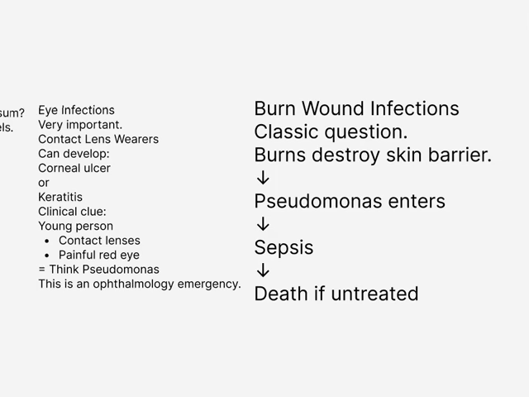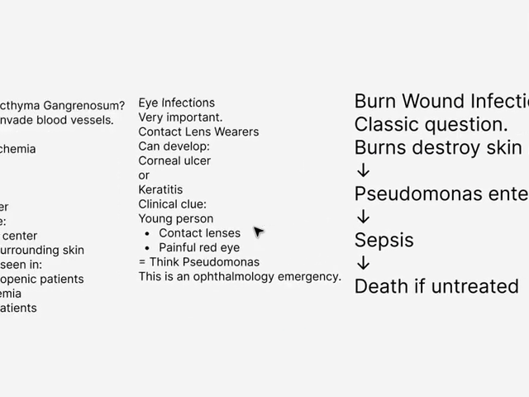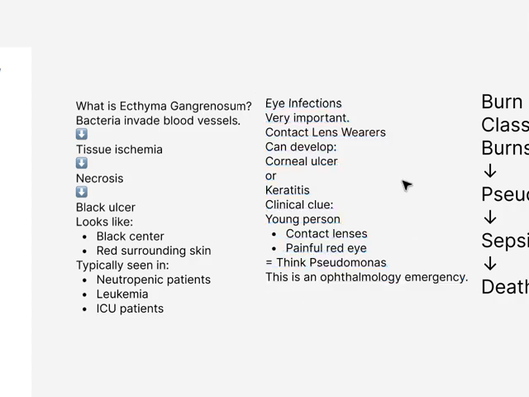You also get hot tub folliculitis because Pseudomonas loves water. So the patient uses a hot tub and gets these pruritic papules or pustules on his body, and this is basically hot tub folliculitis. The eye infections are also very common. Contact lens wearers can develop this corneal ulcer or keratitis. You usually have a young person who uses contact lenses and gets this eye pain and red eye and photophobia. This is an ophthalmologic emergency. Permanent blindness can occur, right?